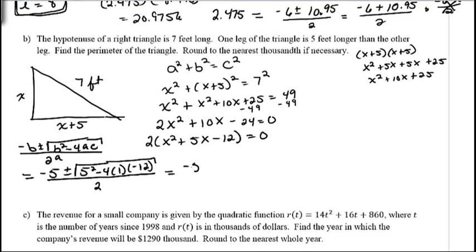So computing this, we have negative 5 plus or minus the square root of 25, and then negative 4 times negative 12 is positive 48. And then this is being divided by 2. So we have negative 5 plus or minus, and 25 plus 48 gives us 73.